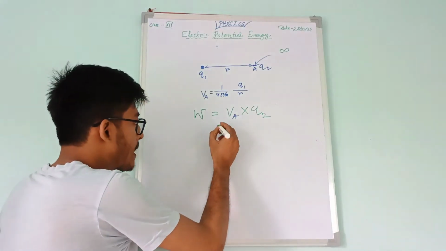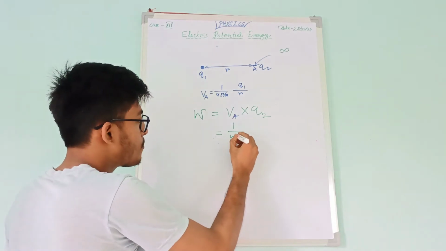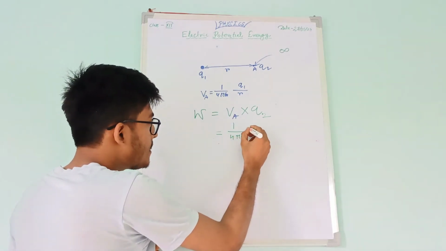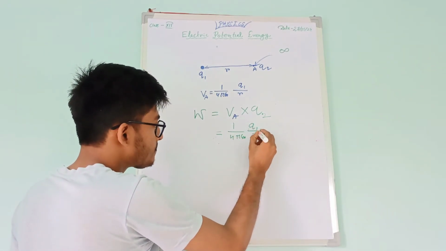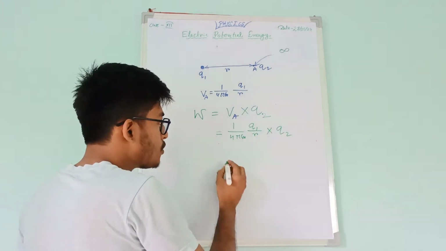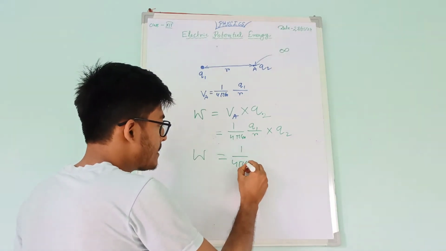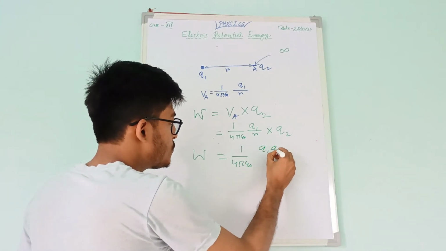Now, by placing the values, what is the value of VA? It is 1 by 4 pi epsilon naught, Q1 by R. And we are just multiplying the whole thing with Q2. So what will be the W here? W equals 1 by 4 pi epsilon naught, q1 q2 by r.